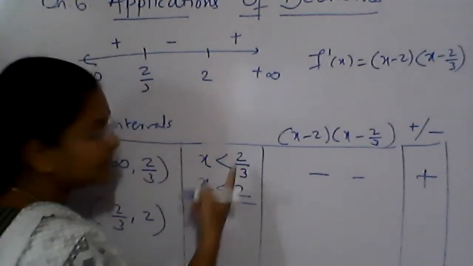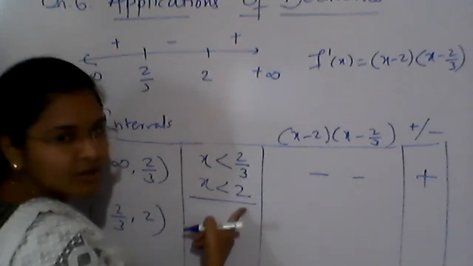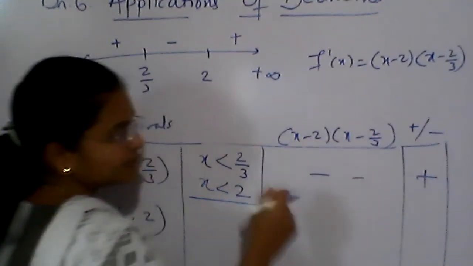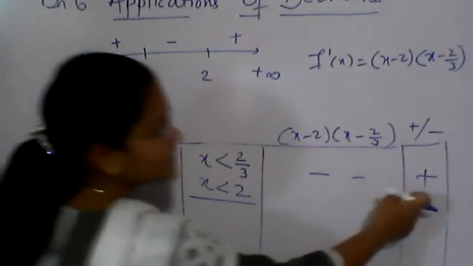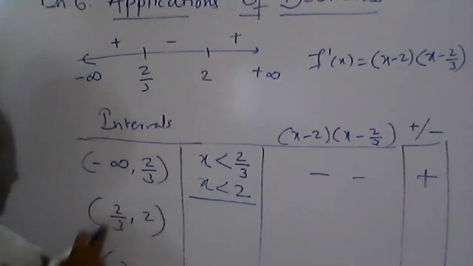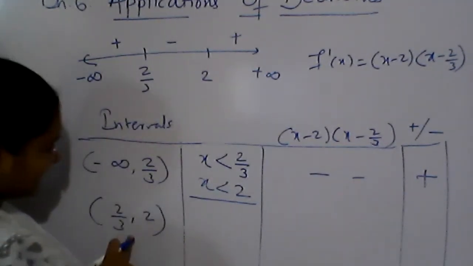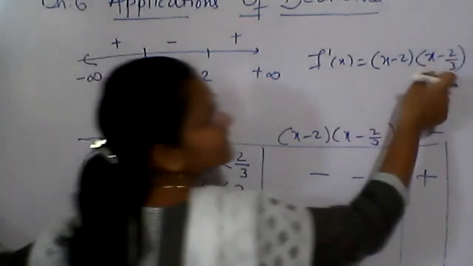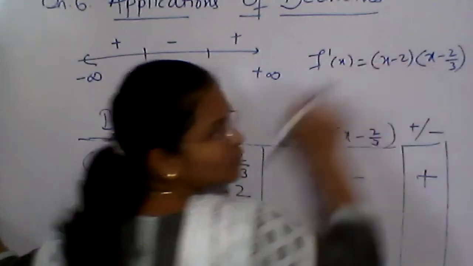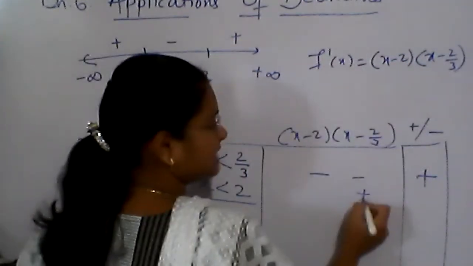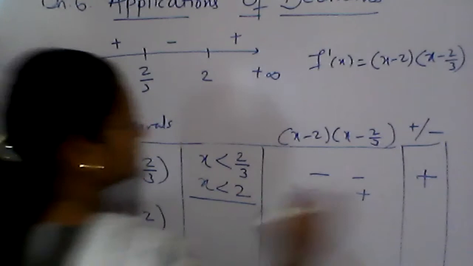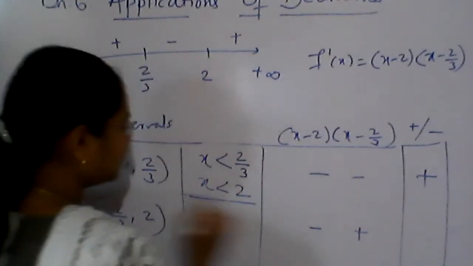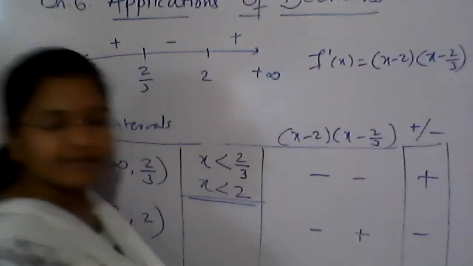So if x is strictly less than 2 by 3, then x is strictly less than 2 as well. So for this, we'll get this bracket negative and this bracket negative, which means if we put the value of x, it will give the positive sign. Now if the value of x is in between 2 by 3 and 2, it will be greater than 2 by 3 but less than 2. So one bracket will be positive, one will be negative.